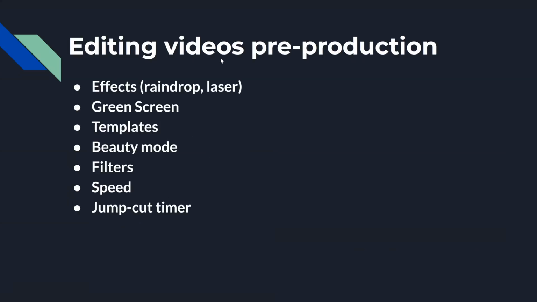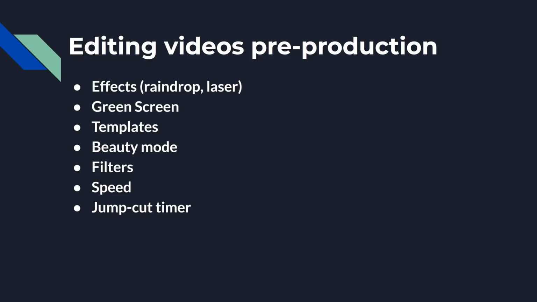Okay, so we're going to talk about pre-production first. I'm going to try to show you all the things you can do, and I'm going to talk about them in the slide here. There's a bunch of effects you can do. There's like this raindrop effect, this laser effect. There's so many effects. I'm not going to talk about them all, but I'm going to show you a few of them.